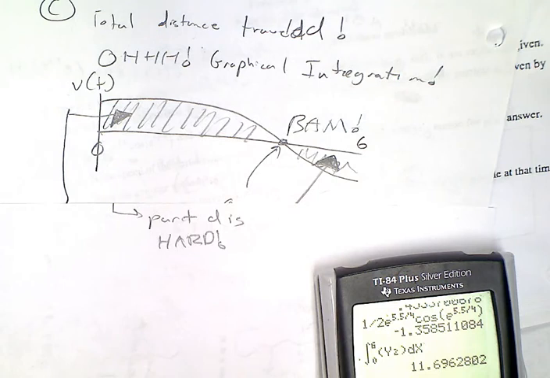All right, so total distance traveled is graphical integration. Do you understand integration graphically? Sure. Total distance traveled. How do I get the distance function? I must integrate the velocity. But I usually think of integration of a function as area under the curve. I don't think of it as distance traveled.